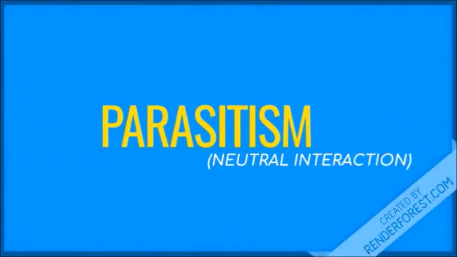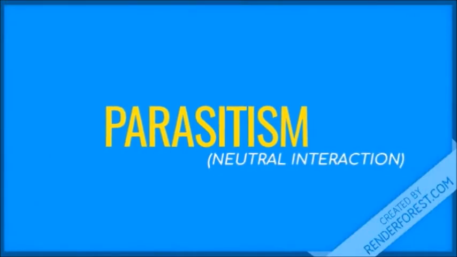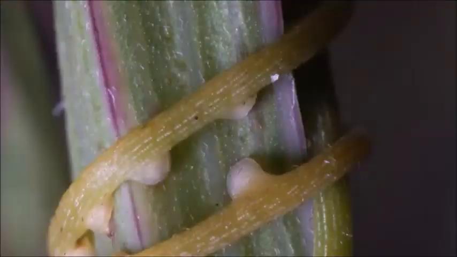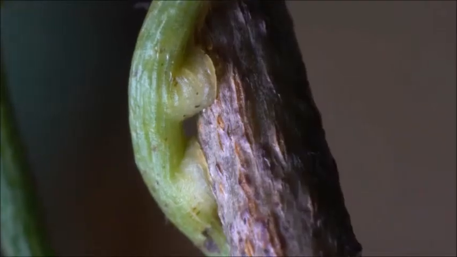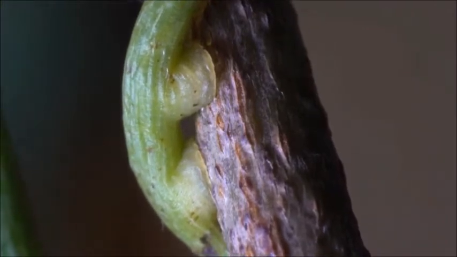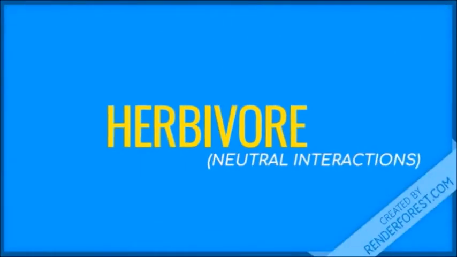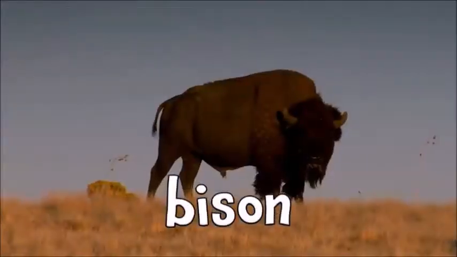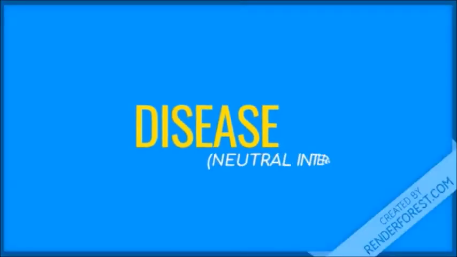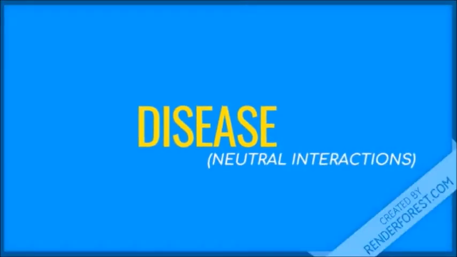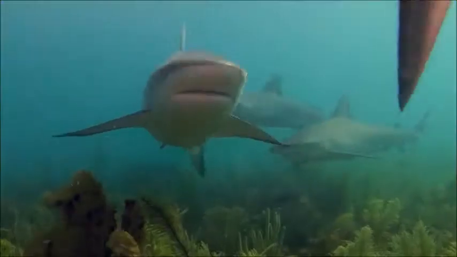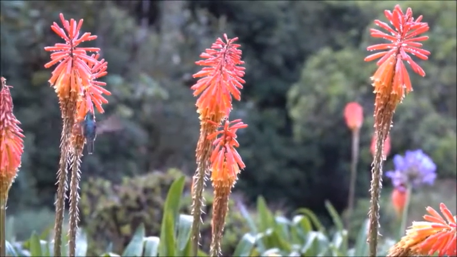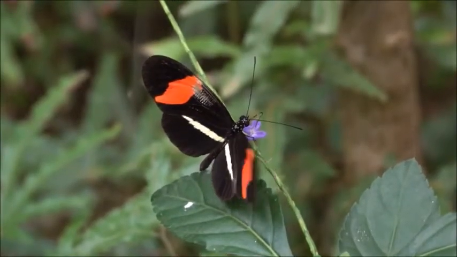Parasitism, known as neutral interaction, means two species living in a close obligatory association. Parasites depend metabolically on hosts. Herbivory, known as neutral interaction, means one animal eats part or all of the plant species. Disease, known as neutral interaction, happens between a pathogenic microorganism and a host species. The host is the one who suffers.